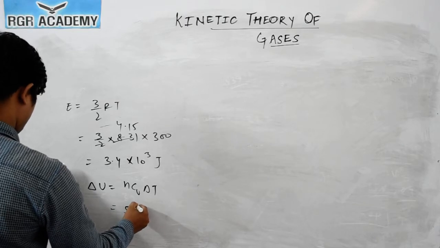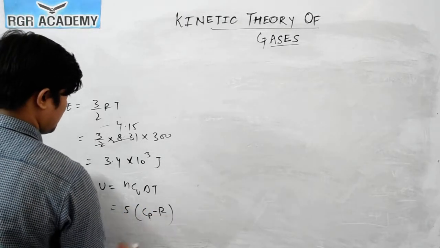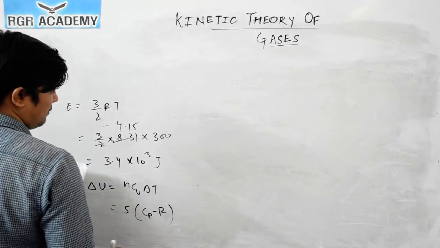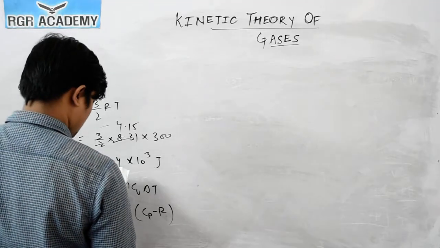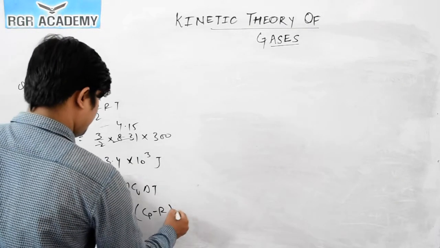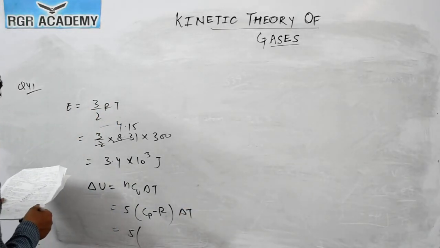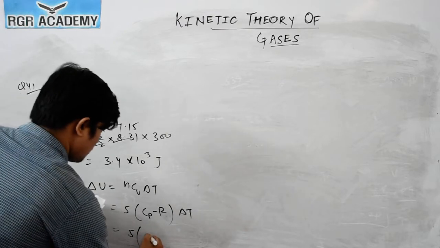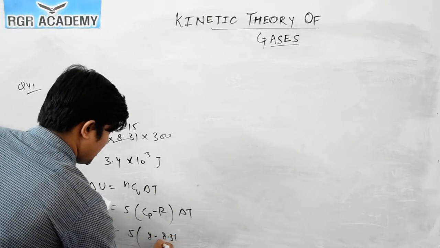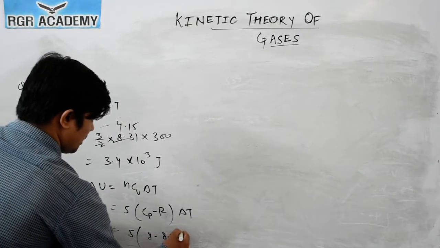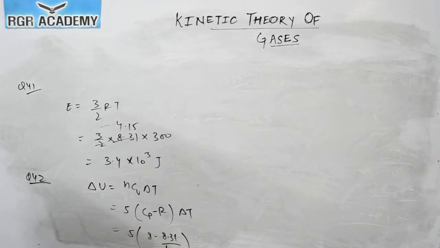Cv we can write as Cp minus R, because Cp minus Cv is equal to R. So Cv we can write as Cp minus R, into delta T. So that will be equal to 5 into Cp is 8, so 8 minus 8.31, so this is in joules. To convert into calories, divide by 4.18, into delta T, which is from 10 degrees to 20 degrees Celsius, so it will be 10. So multiply by 10.